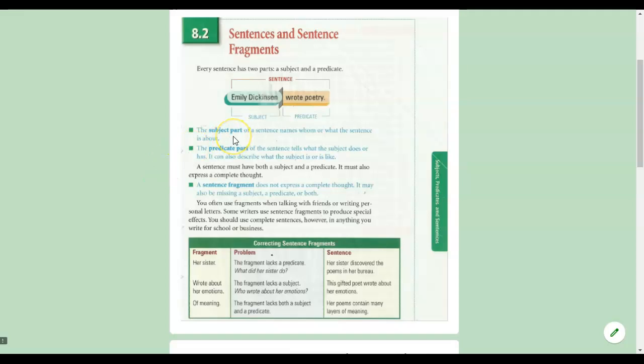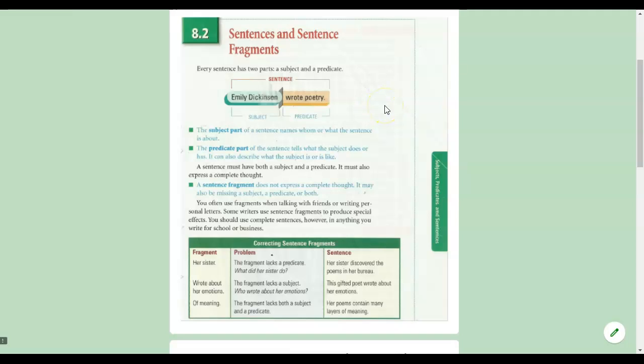The subject part of a sentence names whom or what the sentence is about. So, Emily Dickinson wrote poetry. Who was that sentence about? Emily Dickinson. The predicate part tells what the subject does or what the subject has, or what they are or what they're like. So Emily Dickinson wrote poetry. This is who the sentence is about. Her. What did she do? She wrote poetry. So there's usually a split between that subject and the predicate.